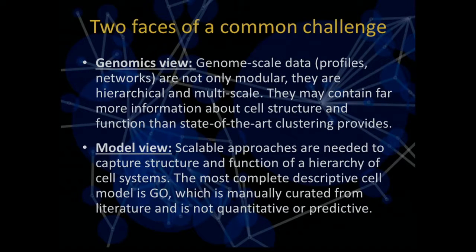Another way of viewing this, though, is really 2 faces of the same challenge in computational biology and genomics. So the genomics view is that we now have gobs and gobs of genome-scale data. As you know, you can represent those usually as either a profile or a matrix or a graphical model or a network. And we have lots of ways of analyzing these data, usually related to clustering and classification. But these genome-scale data, we suspect, are not only modular, that is to say a list of clusters, but they are also hierarchical and multi-scale, and may contain far more information about cell structure and function than our current, say, round of clustering algorithms. That's challenge 1.